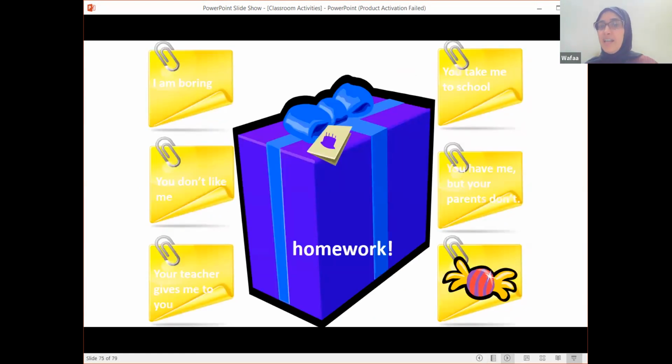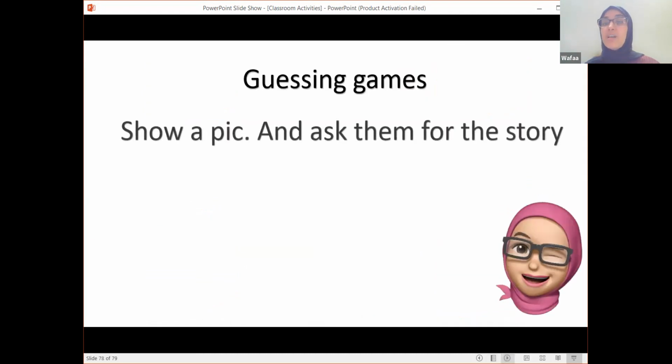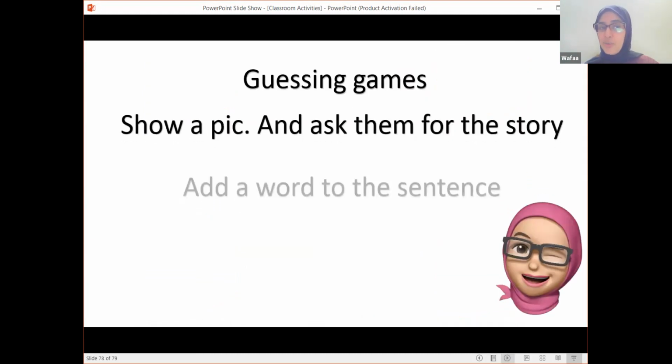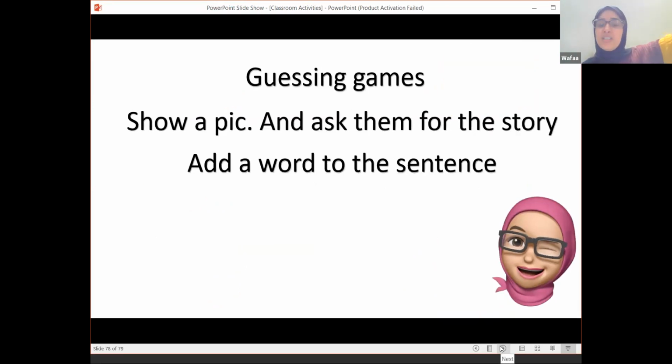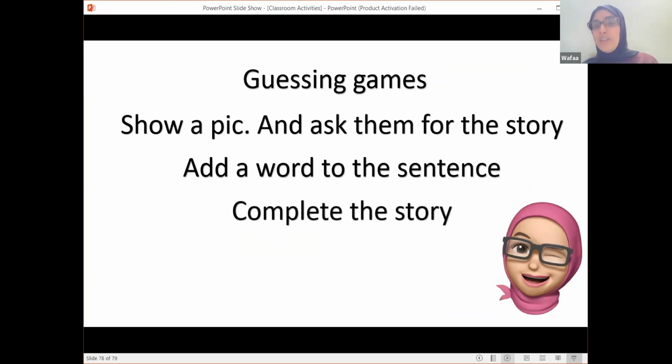We talked about the guessing games. We talked about showing the picture and asking them for the story. Add a word to the sentence: you say a sentence and they start adding words, so you have a very large sentence at the end. Whisper or complete the story.